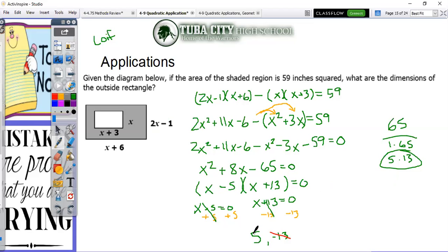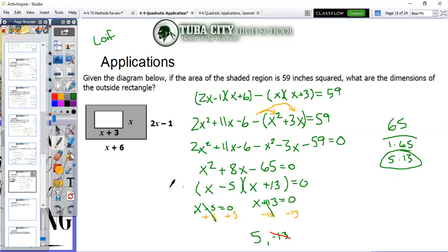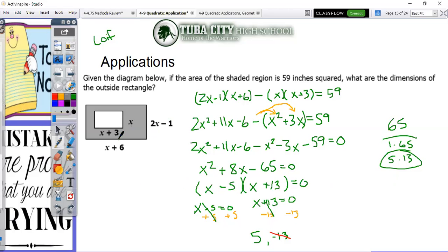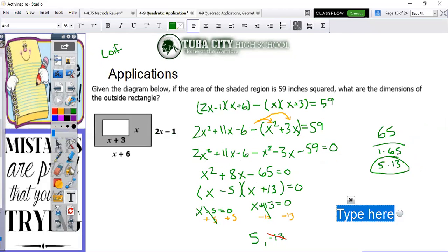But again, it's not 5. So 5 is not what we're looking for. So that's why it's important to check it out. Because if I said the length was 5 inches, that's not going to work out. So in this case, because we got this as our answer does not necessarily mean that it is either of the solutions, because the question is, what are the dimensions of the outside rectangle? So I'm going to go ahead and label this outside.